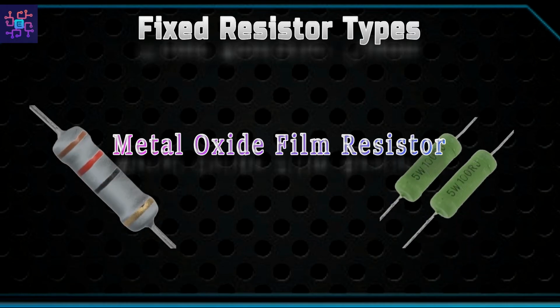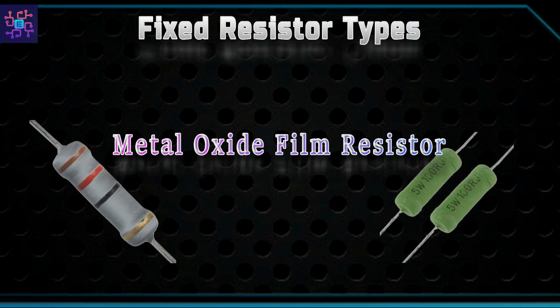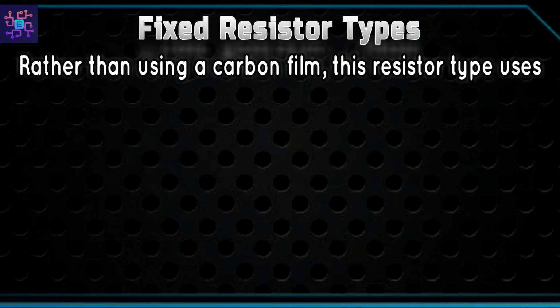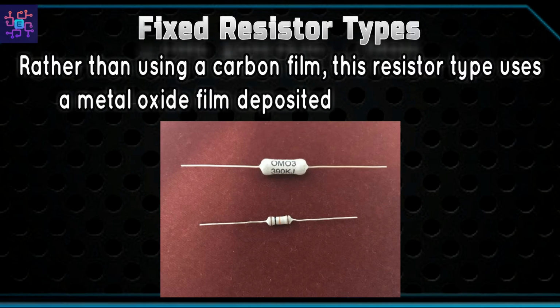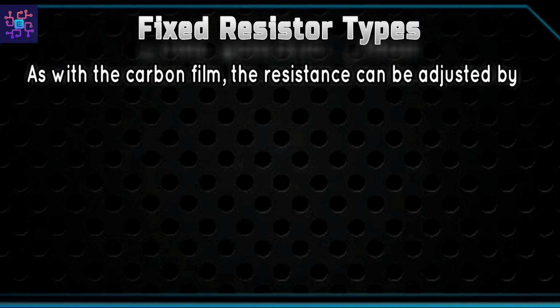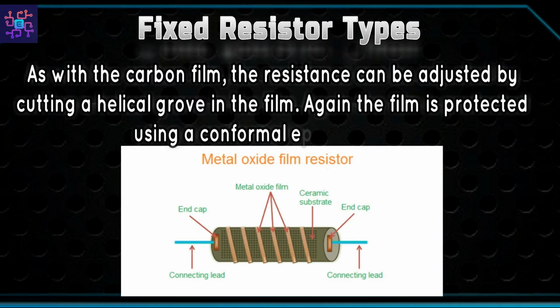This type of resistor is now the most widely used form of resistor. Rather than using a carbon film, this resistor type uses a metal oxide film deposited on a ceramic rod. As with the carbon film, the resistance can be adjusted by cutting a helical groove in the film. Again, the film is protected using a conformal epoxy coating.